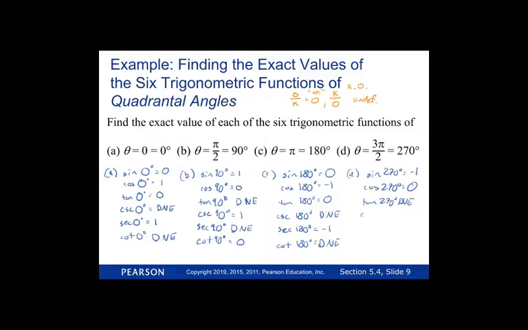What's the next one? Cosecant. Cosecant is a reciprocal. The result is negative 1. And then what's the next one? Secant of 270. Secant is a reciprocal of cosine, so this one's going to be undefined because we're flipping the 0. And then cotan of 270 is 0.